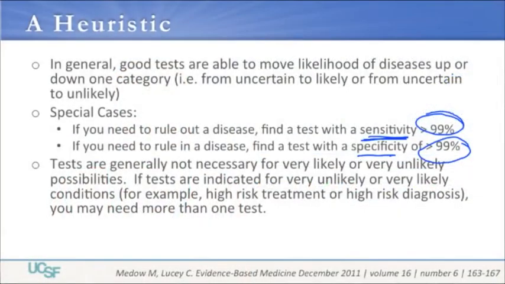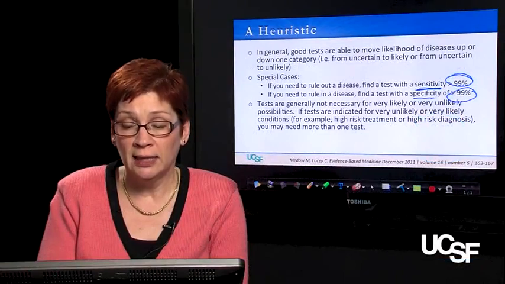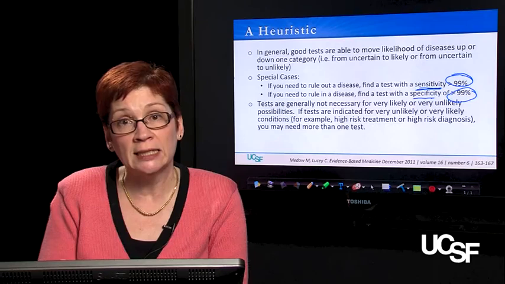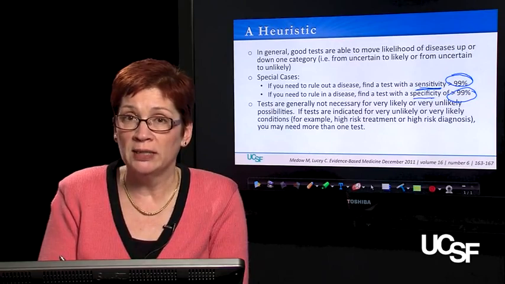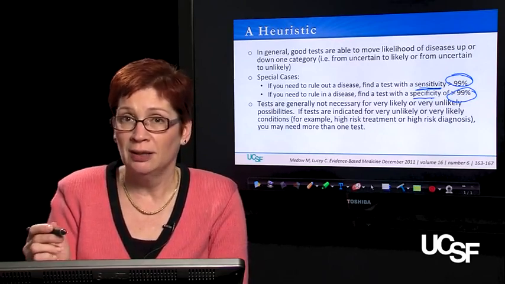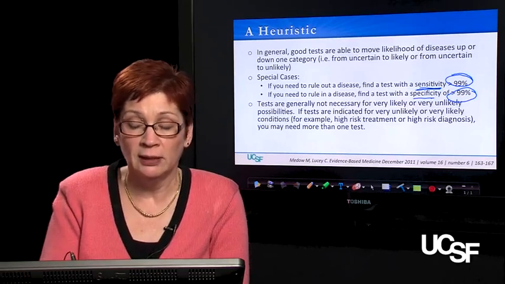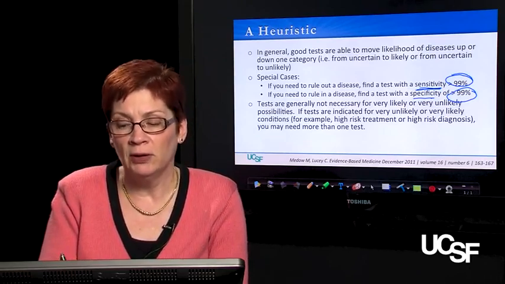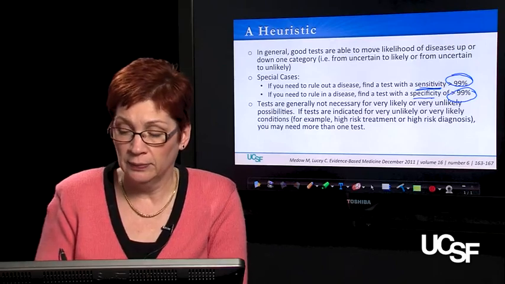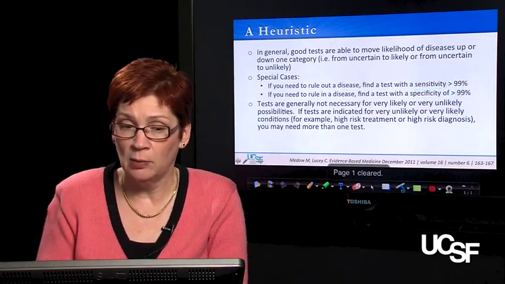Tests are generally not needed for conditions that you rate clinically as very likely or very unlikely, except if the consequences of a misdiagnosis are extreme. So if you feel like you need to test for something that you've already estimated to be very unlikely or very likely, you may need more than one test, because one test will get you just one category up from very unlikely to just unlikely, or one category down from very likely to just likely. And we're going to illustrate this on the next couple of slides.